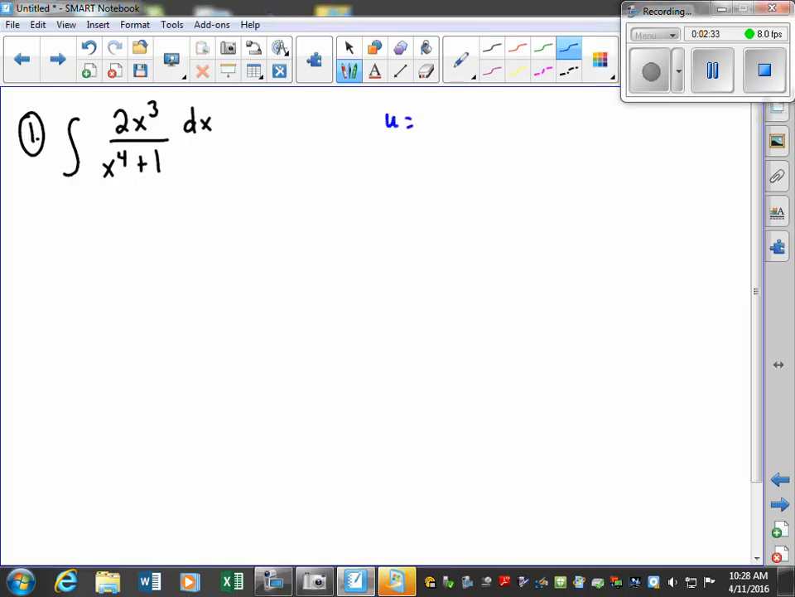But even if you're not very skilled with it yet, you can try until you find the one that works. So I'm going to say let's let u equal x to the fourth plus 1. What would du be? 4x to the third dx. Okay, so when I come back over here and I rewrite this, I would have 1 over u du.